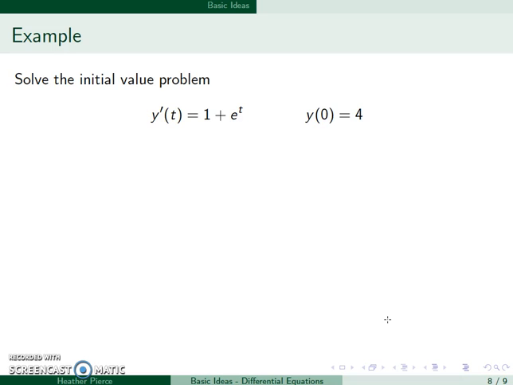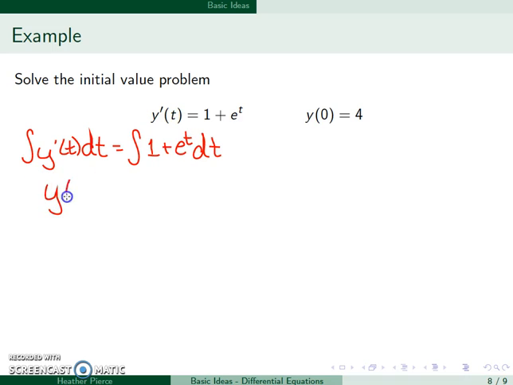Now let's try to solve an initial value problem. So y prime of t is 1 plus e to the t, and y of 0 is 4. So we'll integrate, like we did before. The integral of y prime of t dt will be equal to the integral of 1 plus e to the t dt. So we get that y of t is equal to, the integral of 1 is t, and the integral of e to the t is e to the t, plus our constant c.